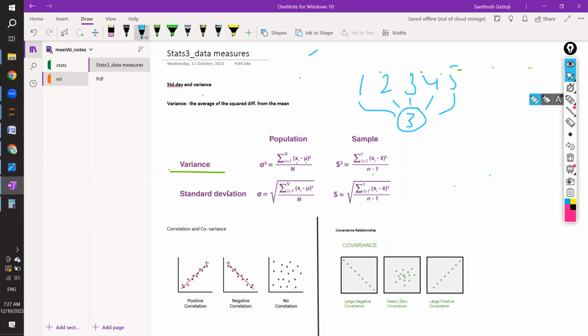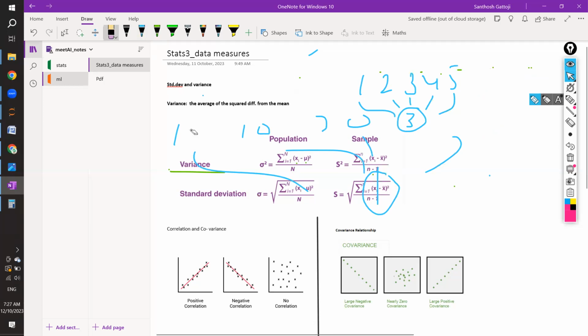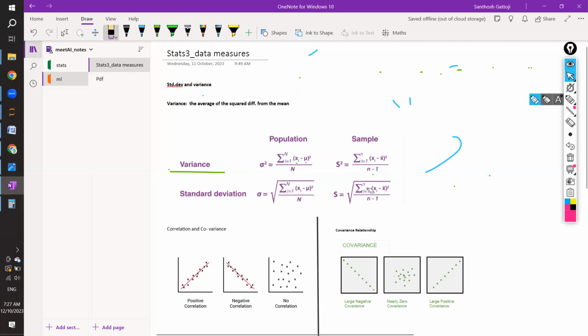But if you take 1, 10, 20, 30, and calculate the variance of these, the number will be a bit larger. With that you can understand the numbers are spread more widely across the mean. That's how you are going to understand it, and you are going to see an example so that you will have a better understanding.